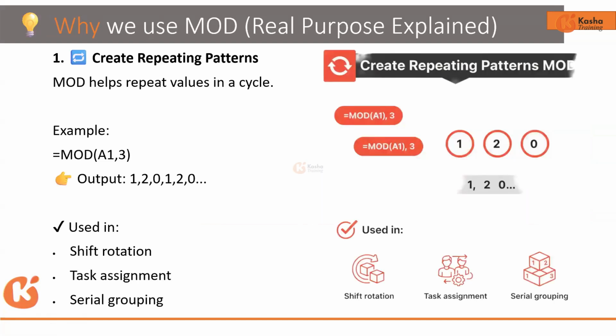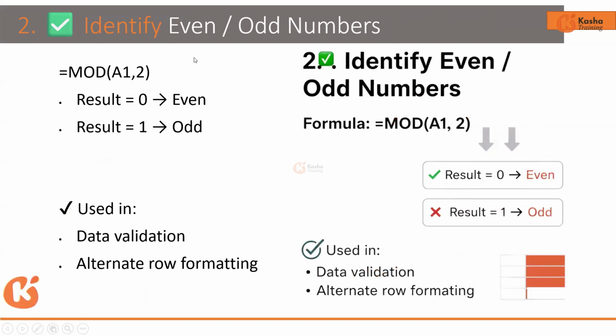Now, why do we use mod and what is the real purpose? We use mod to repeat the value in a cycle. For example, here you can see 1, 2, 0, 1, 2, 0. So where do we use this? We use this for repeating patterns, like in shift rotation. We use this in task assignment. We use this in serial grouping. Then we also use this to find out even and odd numbers.